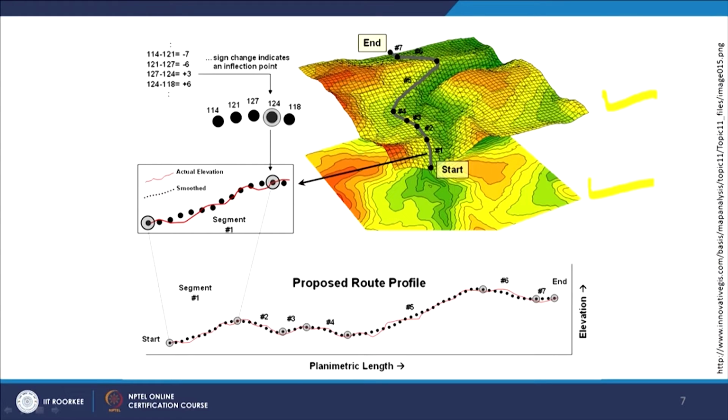Now, how this would look while coming from higher ground to lower ground, you see this segment is like this. You can have a smoothing, you can even have the sign change as inflection points, and this proposed route profile along with these points is also shown. So, you get complete details about that route alignment.